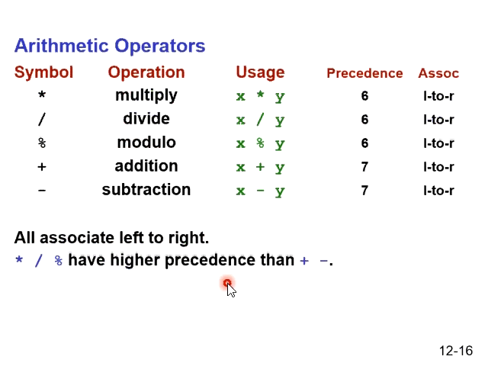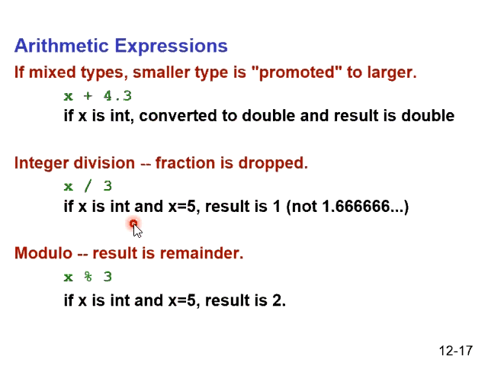And we have the arithmetic operators: multiply, divide, modulo, addition, subtraction. With modulo we can get the remainder of two integers. Now we have x and y, and they must be integers to get the remainder, so at that time we can use modulo. With arithmetic expressions, we have some examples over here.